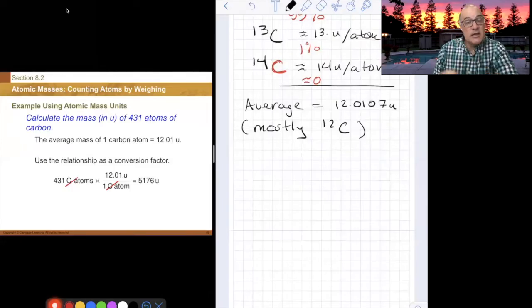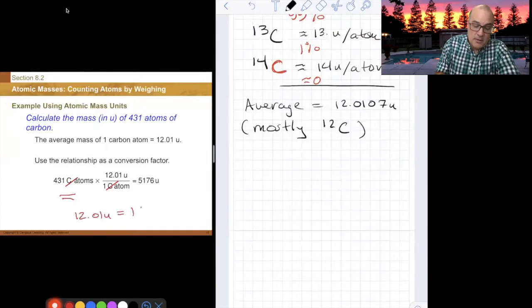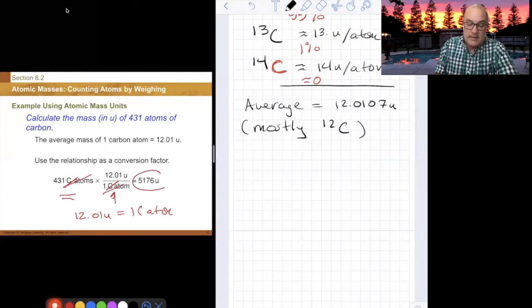Let's keep this to 2 decimal places. This is pretty common in chemistry. And we just use it as a conversion factor. So what's the mass of 431 carbon atoms? Well, we write down 431 carbon atoms, multiply by this conversion factor, 12.01 U is 1 carbon atom, right? And we put that into the conversion. We cancel out the carbon atoms and we get the answer 5176 U.